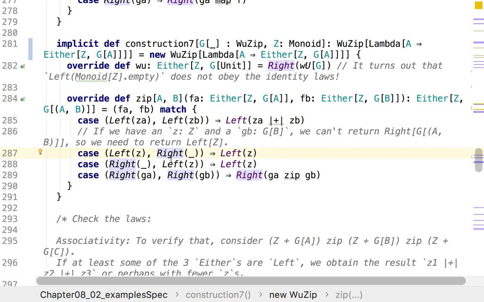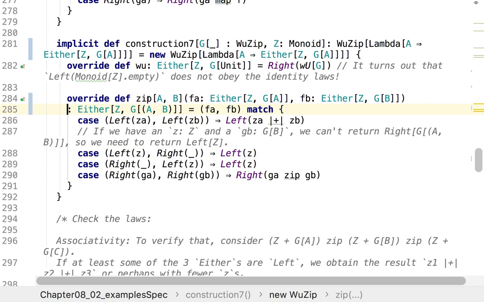Now, we have a value of type g of b, and we have a value of type z. We're supposed to return either of z and g of b. Can we return this? No, because we don't have an a. We have a z, and we have g of b. We can't possibly get an a from anywhere, so we can't possibly return g of ab.